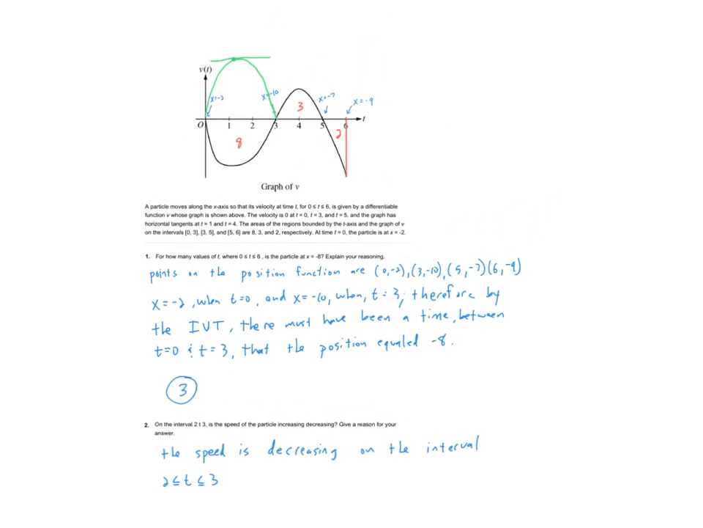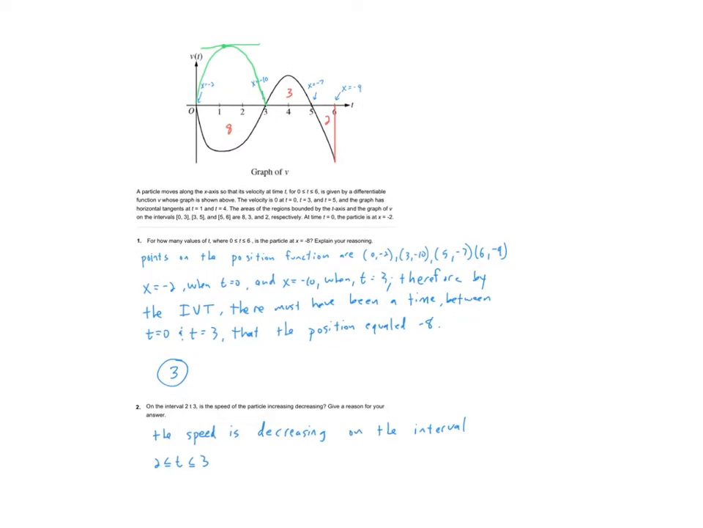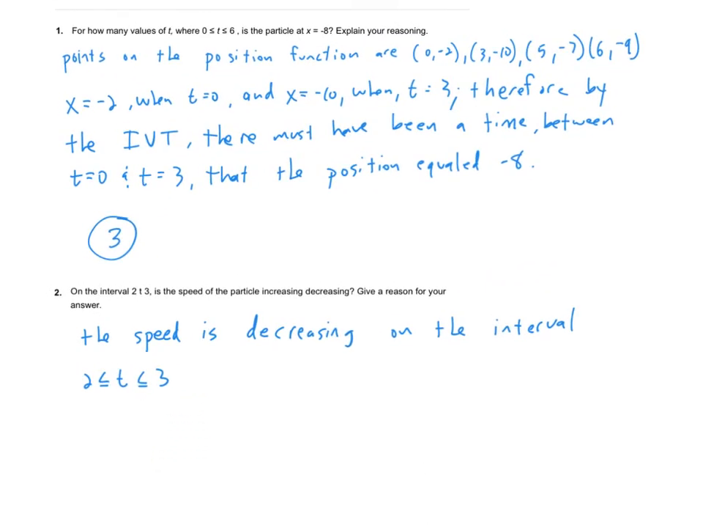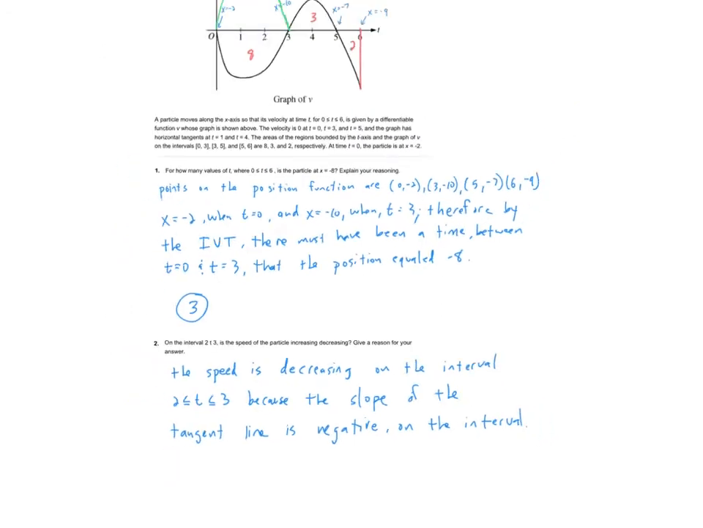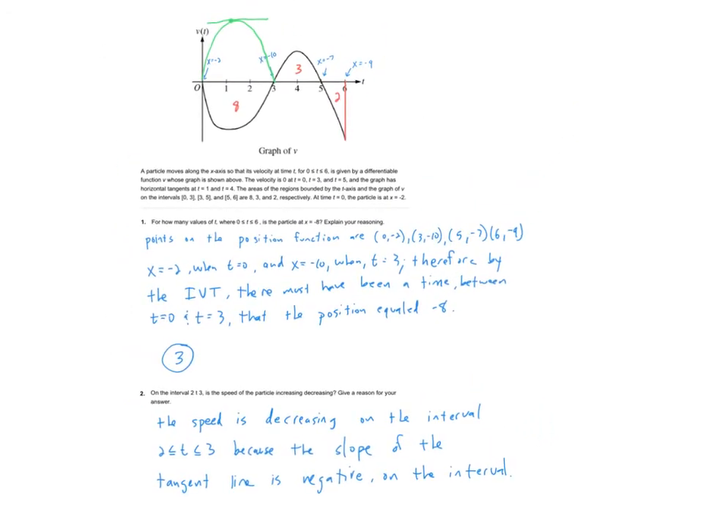Okay, and then the justification would be, you might just say the slope of the tangent line is negative on that interval. Something like that. Okay, that's the first one.